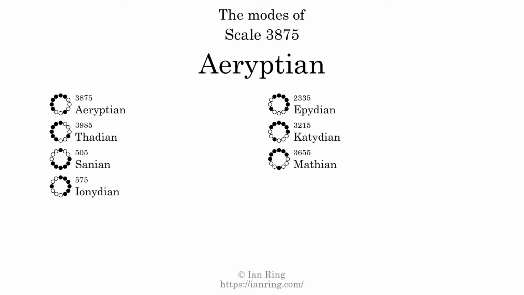The seventh and last mode is scale 3655, also known as Mathian. It sounds like this.